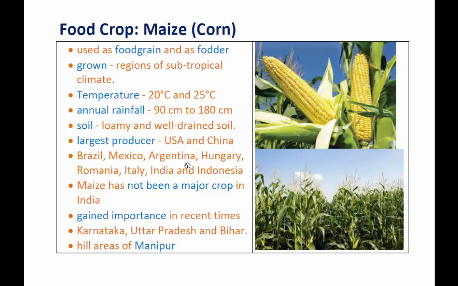All right, and in India, maize has not been a major crop, because most of the people in India produce wheat and rice as major crops. Okay, but it gained importance in recent times. So it is cultivated in Karnataka, Uttar Pradesh and Bihar, and even in Manipur, in most of the hilly areas they cultivate this maize in their kitchen garden, so to say. Okay, these are all about the food crop maize.